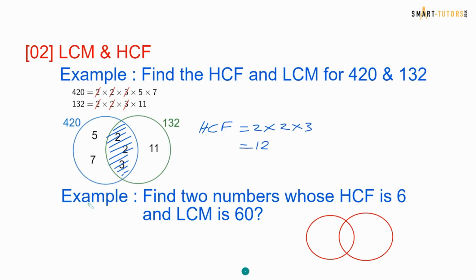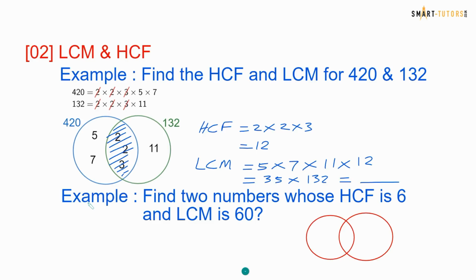LCM is whatever the numbers are inside the two circles, you need to times together. So 5 times 7 times 11 times the answer for the HCF, which is 12. So that is the total answer for the LCM. If you multiply 5 times 7 is 35, times 132, and you can multiply this answer. I'm not going to work it out and spend the time. I want you to understand the method. Look at this little bit tougher question on this one.